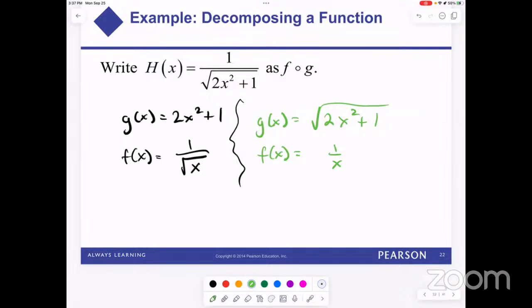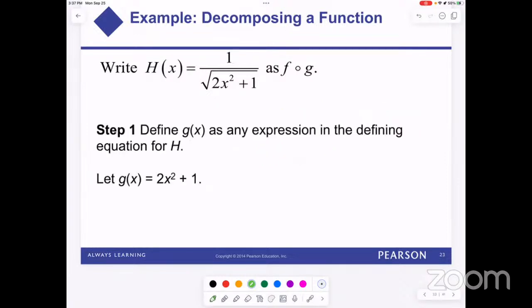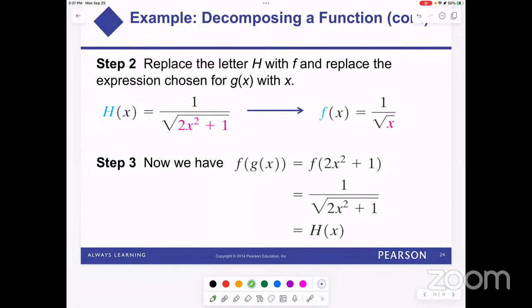And if we look at our prepared notes, they let g be 2x squared plus 1, which is what I think we did initially. So then our f of x would have to be 1 over the square root of x. So then, I have it there. Okay.